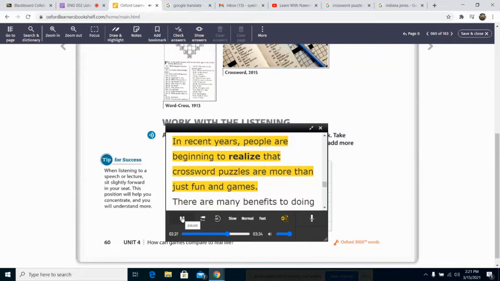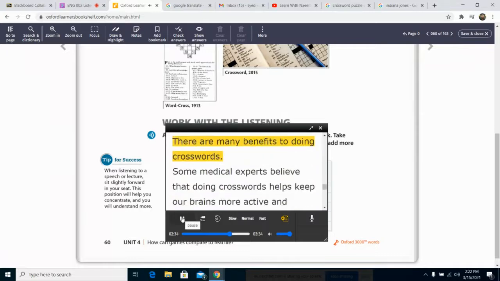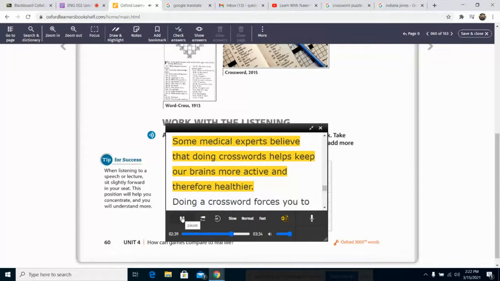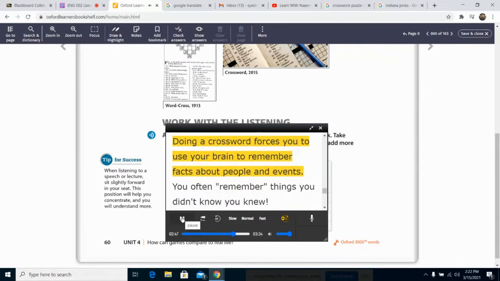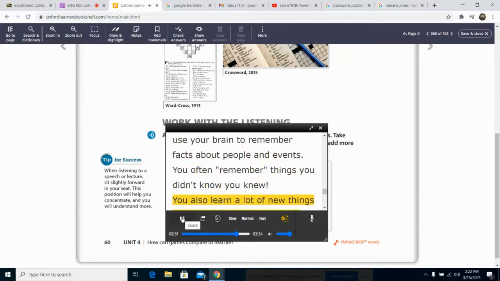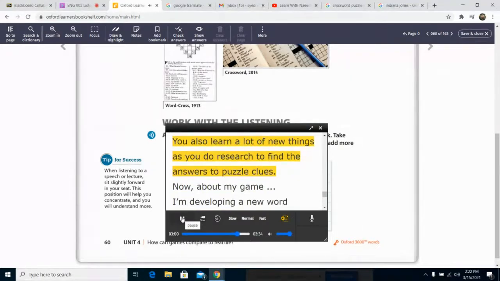In recent years, people are beginning to realize that crossword puzzles are more than just fun and games. There are many benefits to doing crosswords. Some medical experts believe that doing crosswords helps keep our brains more active and therefore healthier. Doing a crossword forces you to use your brain to remember facts about people and events. You often remember things you didn't know you knew. You also learn a lot of new things as you do research to find the answers to puzzle clues.